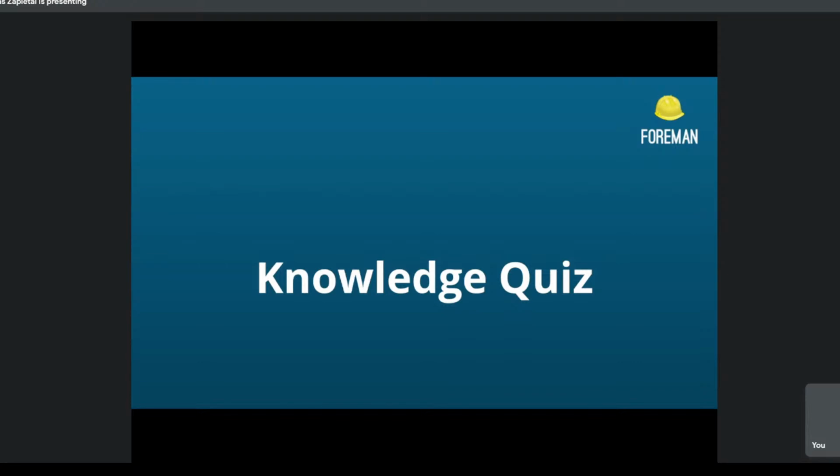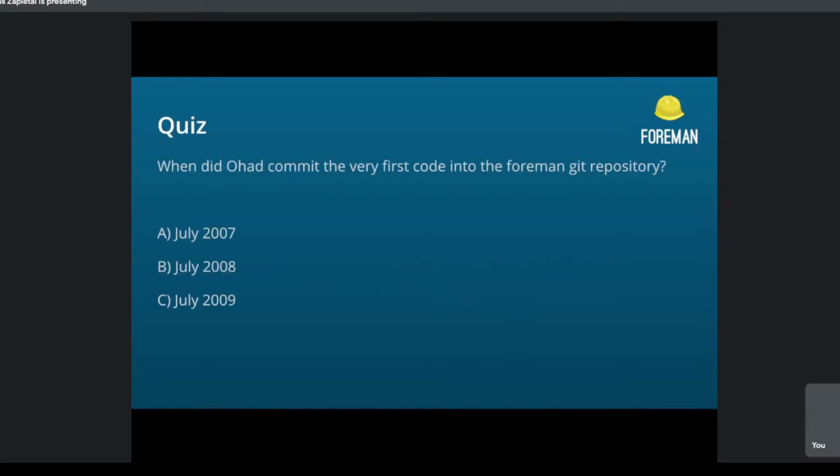All right, so let's move on. I'll reveal the questions first, and I'll wait a few seconds, and then I'll reveal answers. Ohad Levy is the original author, with Paul Kelly, of the Foreman open source project. My first question is when the very first commit was pushed into the Git repository. So was it 2009, 8, or 7, A, B, C? It's actually 7, 8, and 9 in that order.